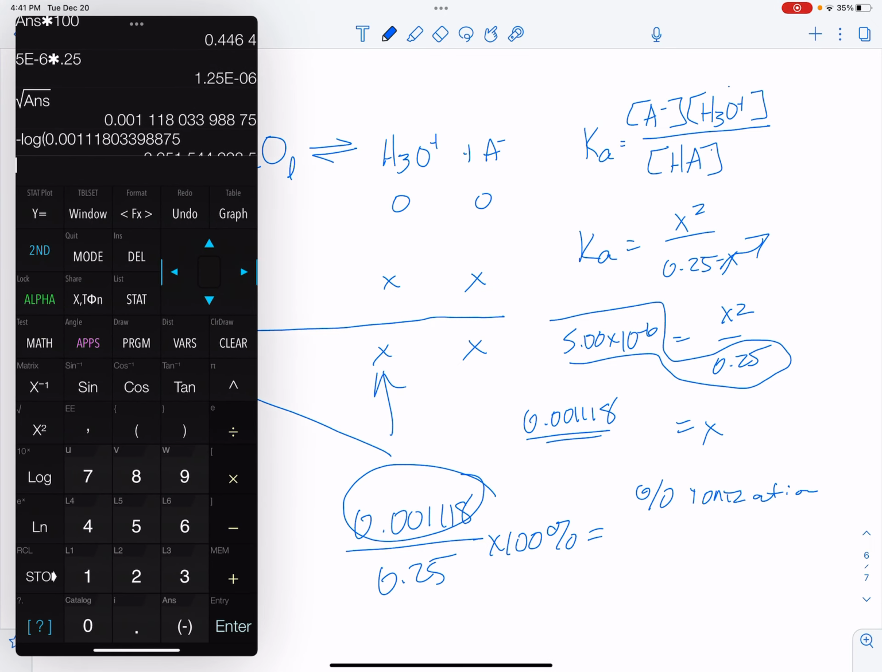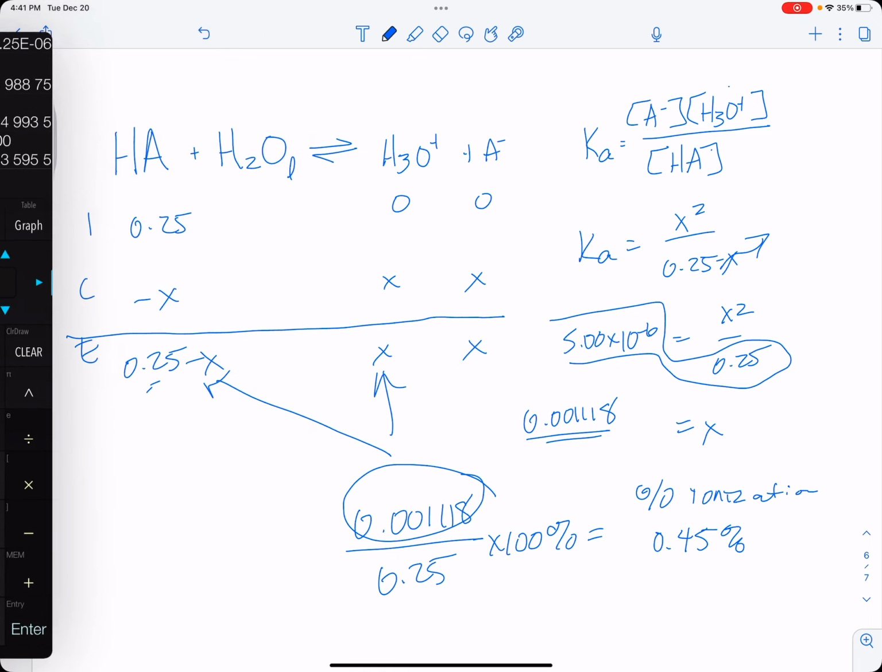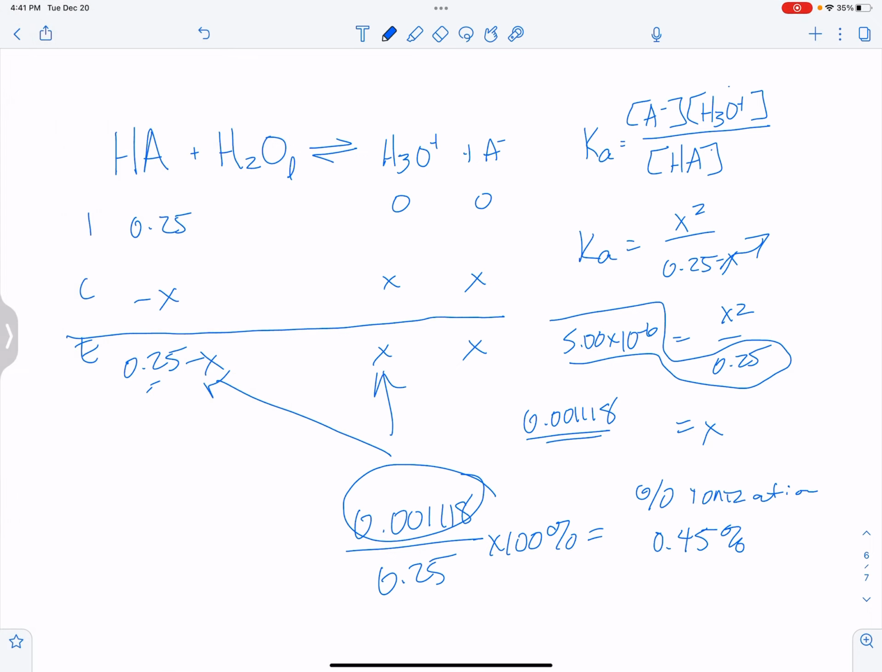So what I actually also solved, even though you've already seen me trying to figure out if it's less than 5%, I solved for the percent ionization. So the percent ionization is 0.45%. Easy peasy, you can do that part. Less math than taking the negative log.